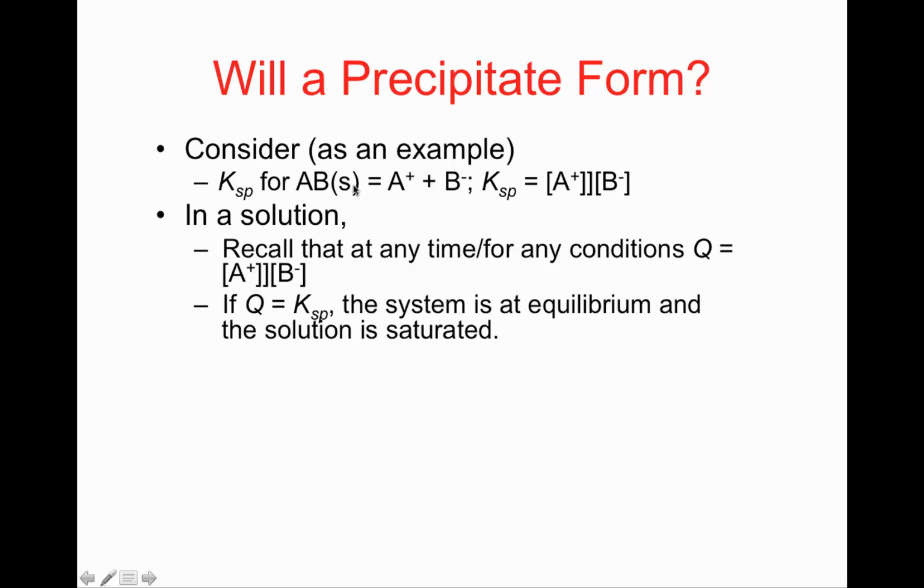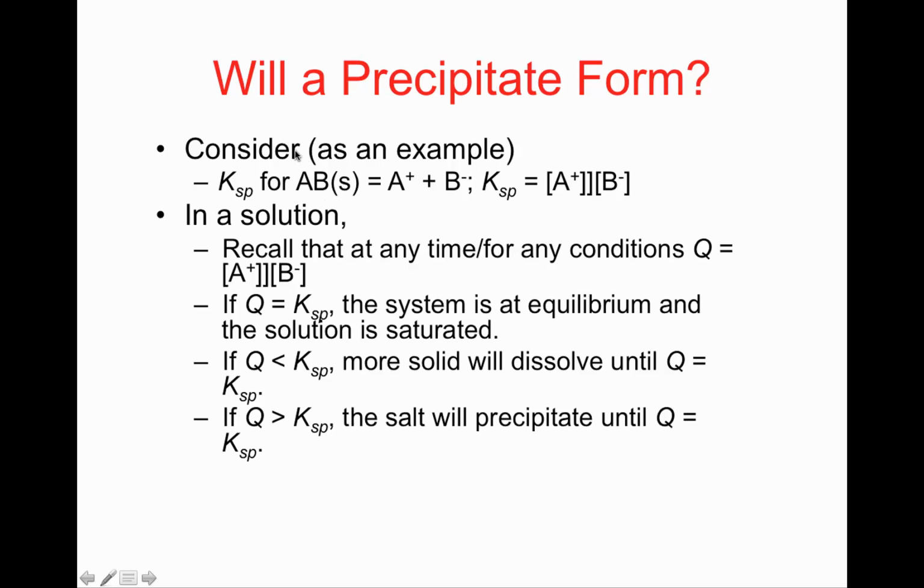The concentrations of A+ and B- are not going to increase once Q is equal to KSP. We've saturated the solution with this material. Again, no more of it dissociates, because then we wouldn't be at equilibrium anymore. And of course, we remember that if Q is less than KSP, this number is smaller than KSP, then to get to equilibrium, Q has to get bigger. That means these concentrations have to get bigger, and that means that this right here has to dissolve. So more of it dissolves.